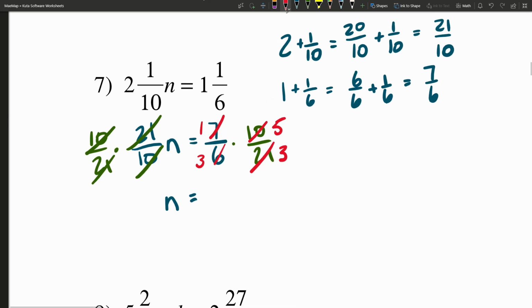So 1 times 5, multiplying my numerators together, is 5 over 3 times 3, which is 9. So we have 5/9 for number 7, which is a lot easier than doing 70 all over 6 times 21. So when you can simplify, do that at the start.